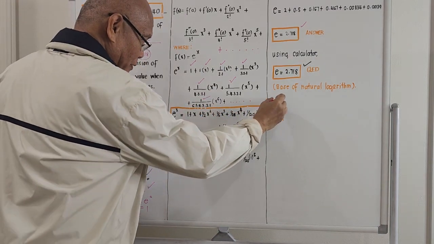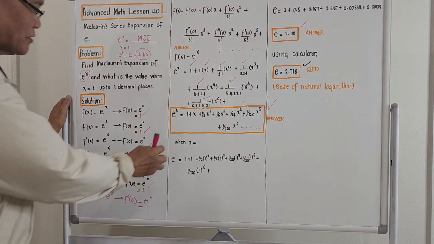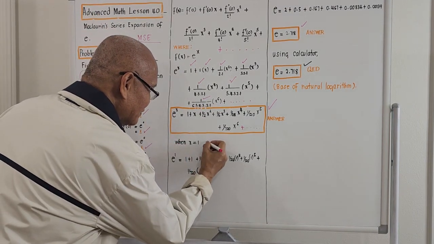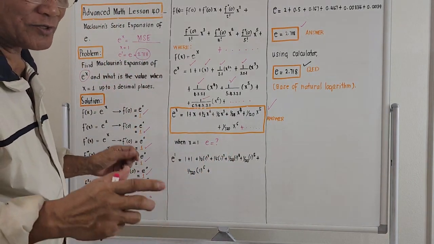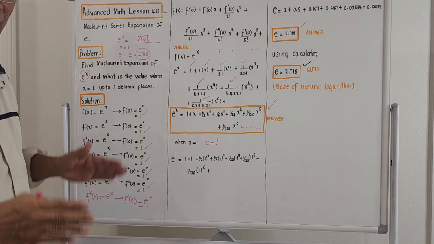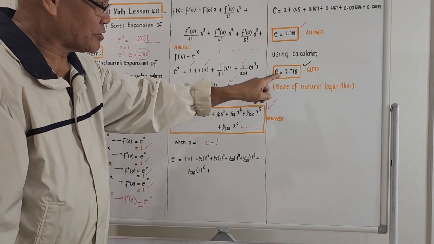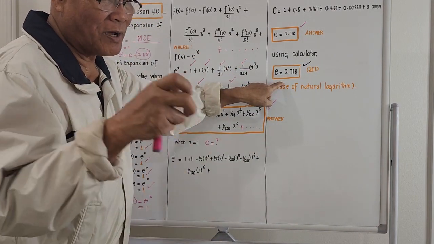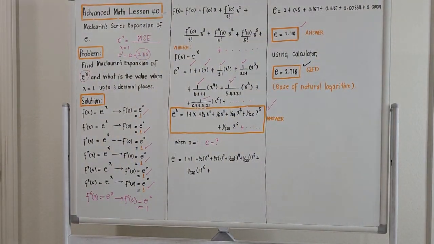It is this. Okay? And the interesting part of the problem is, when x is equal to 1, what will be e? When x is equal to 1, what is e? The value e under advanced mathematics or under higher mathematics is actually the base of the natural logarithm. And actually, if we try to use our calculator, the value of e is 2.718. Okay, let's check if this 2.718 was really 2.718 by using Maclaurin series of expansion. Okay, let's proceed.